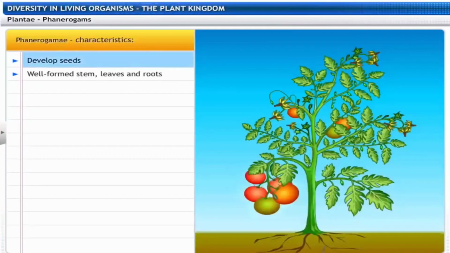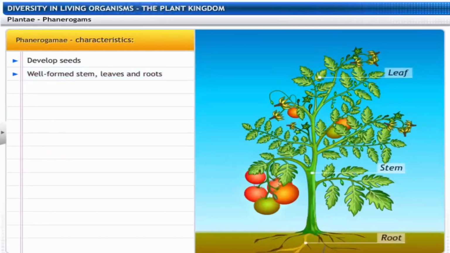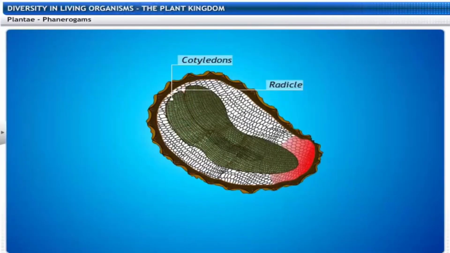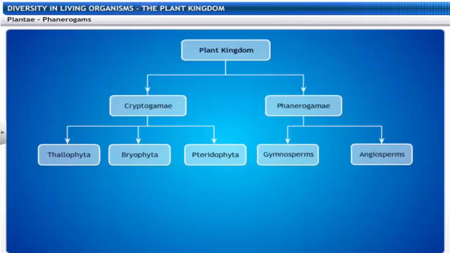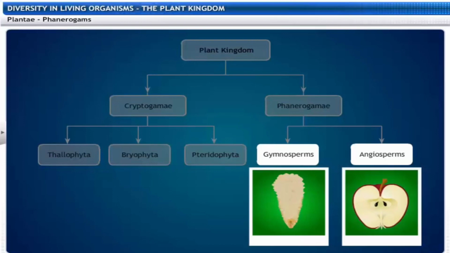All plants that develop seeds and have well-formed stem, leaves and roots belong to the subkingdom Phanerogamae. Phanerogams contain embryo along with stored food that helps the embryo to germinate. Based on whether the seeds are naked or enclosed in fruits, phanerogams are further classified into gymnosperms and angiosperms.